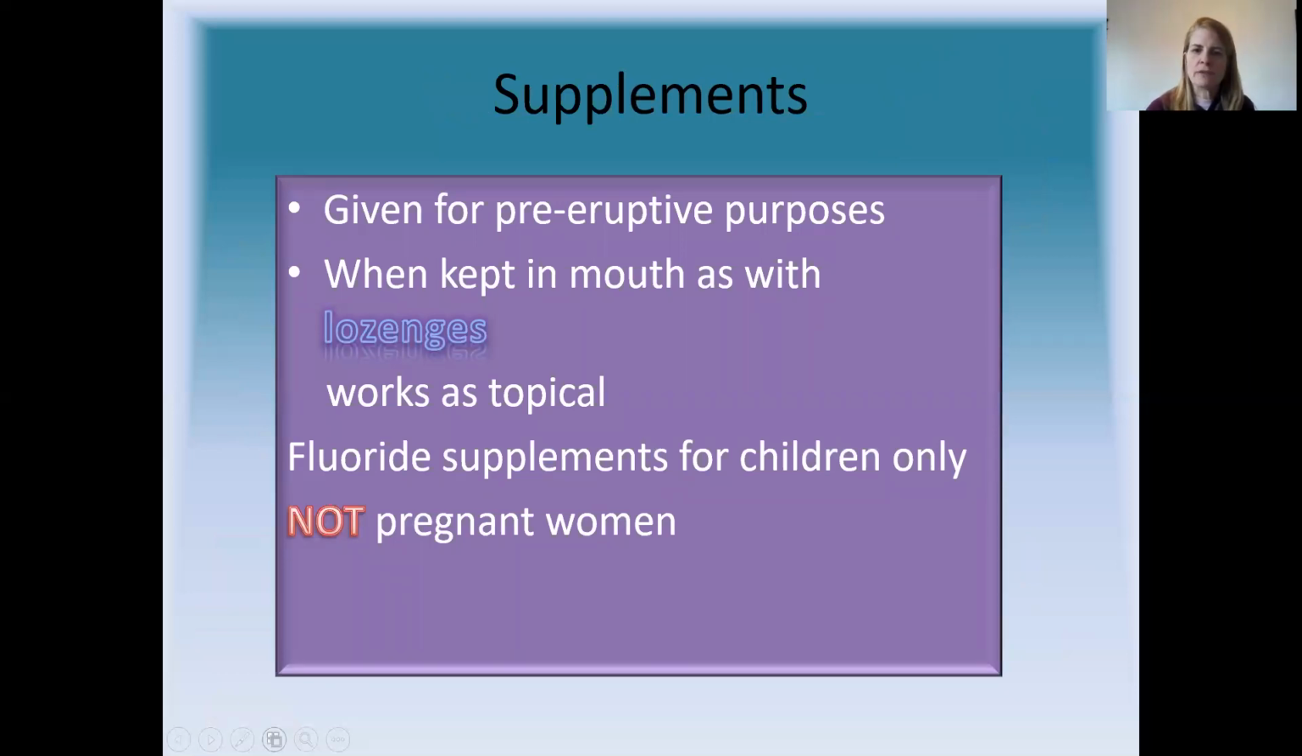Fluoride supplements are given for pre-eruptive purposes. Fluoride supplements are for children only. So these are children who are still developing the teeth systemically. The crowns of the teeth are still developing. So they're not going to do anything on a tooth that's already erupted.